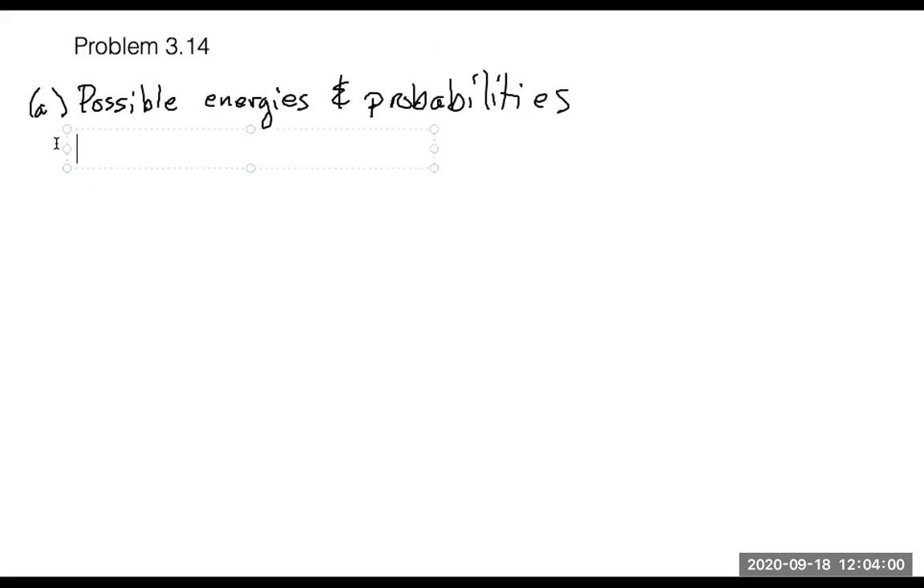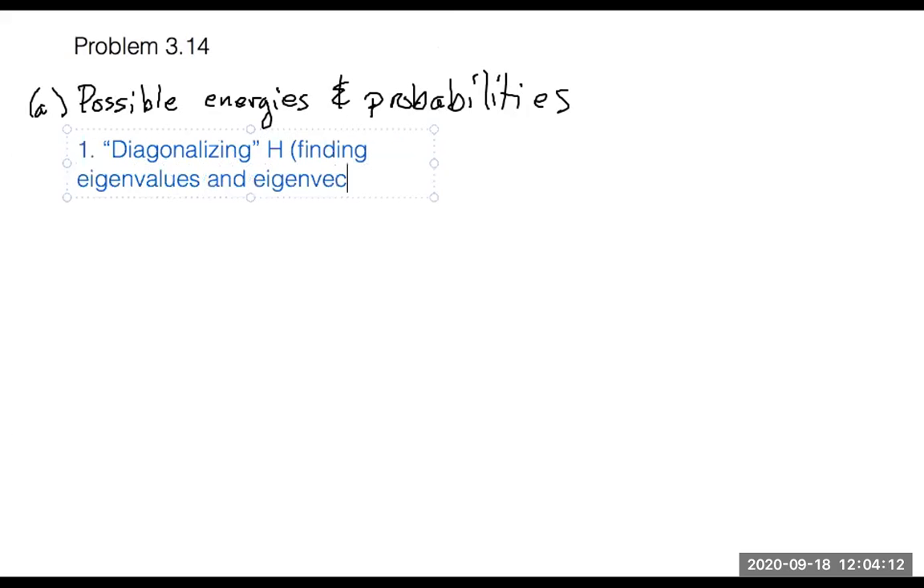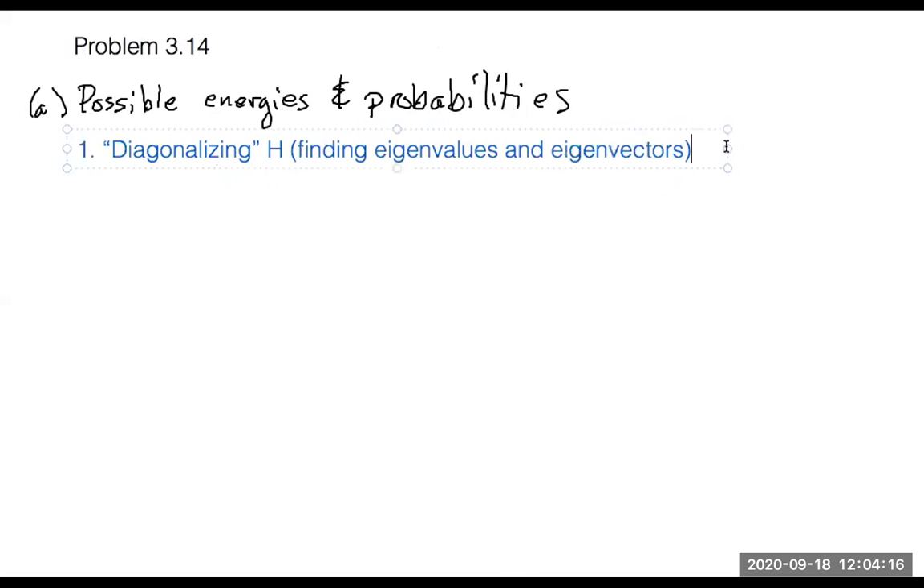Step one, diagonalizing the Hamiltonian, that is finding eigenvalues and eigenvectors. As normal, I'll put all of these boards in our Google Drive so you can find it. All right, so we'll start by diagonalizing H.